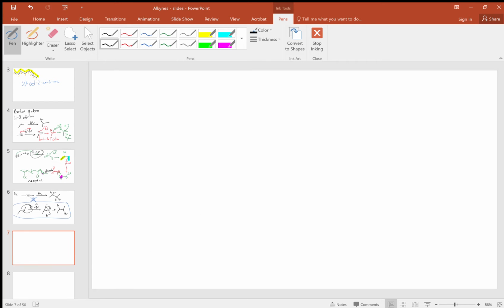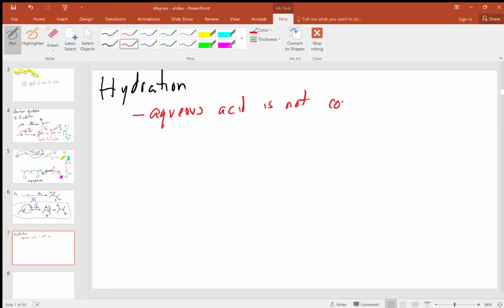Our next reaction to look at is hydration, or ways to add water. The first reaction we looked at with alkenes, the use of aqueous acid, is not used much for alkynes. Why not? Well, just in general, it's too harsh. And while it certainly might do what we want, in other ways it will just chew up and destroy a lot of different molecules.